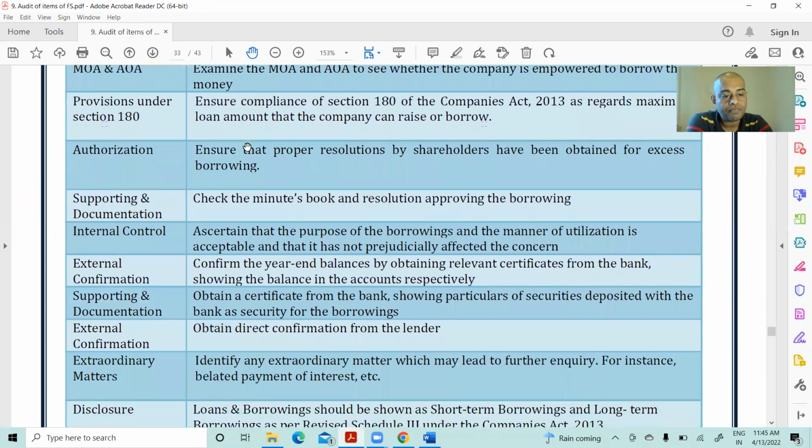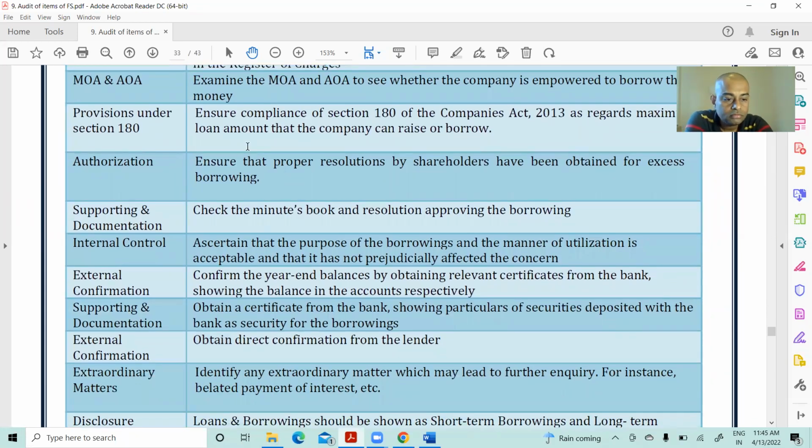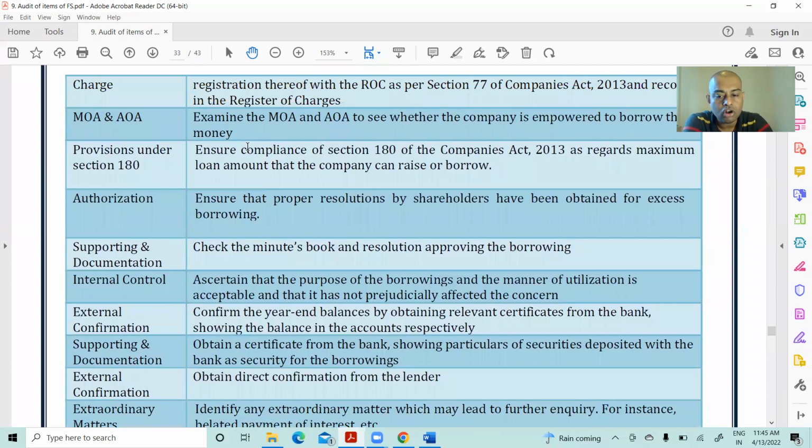Examine the MOA and AOA to see whether the company is empowered to borrow the money. Provisions under section 180. Ensure compliance of section 180 of the Companies Act as regards the maximum loan amount that the company can borrow. Maximum loan amount, not maximizing.